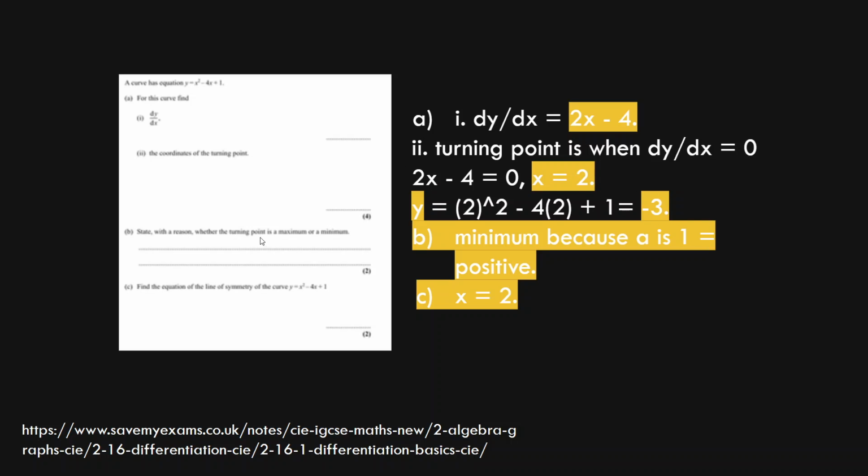State with a reason whether the turning point is a maximum or a minimum. The turning point is a minimum because the coefficient of x squared here is 1, which means it's positive. So it's a positive parabola, and so it's a U shape. So the turning point would be a minimum. And the last one would be: find the equation of the line of symmetry of the curve y is equal to x squared minus 4x plus 1. The line of symmetry would be where the turning point is, so x is equal to 2.